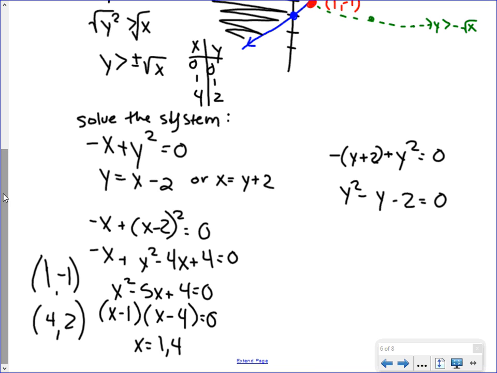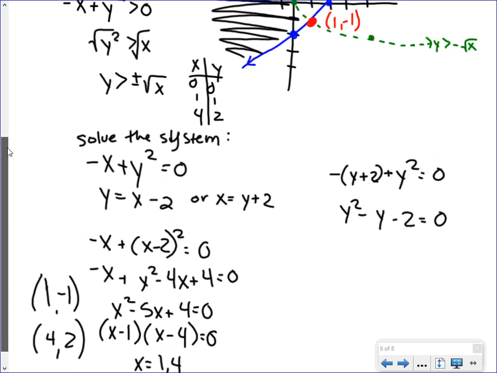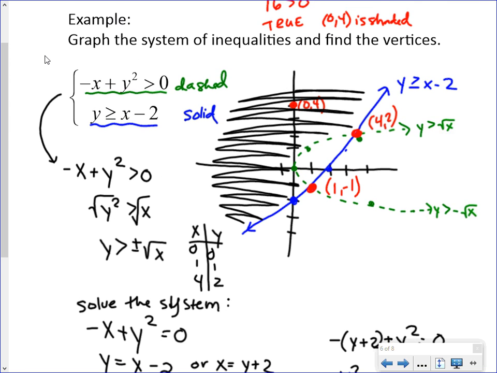Keep in mind for your homework tonight, when you're doing these graphs, that one of the main pieces that I want you to do is also label those vertices. Okay, so that's an important piece. I want you to take the time to do that. All right, last thing is a word problem.